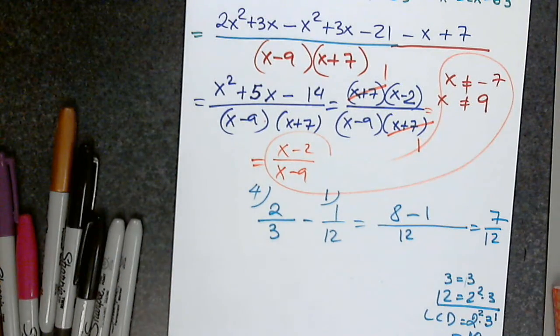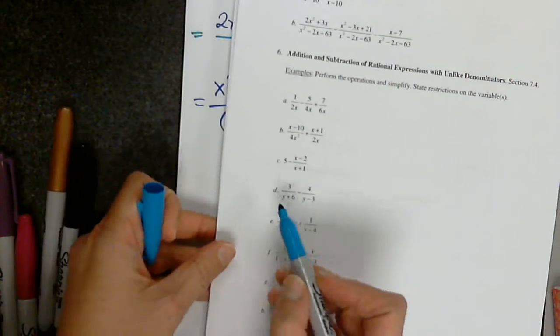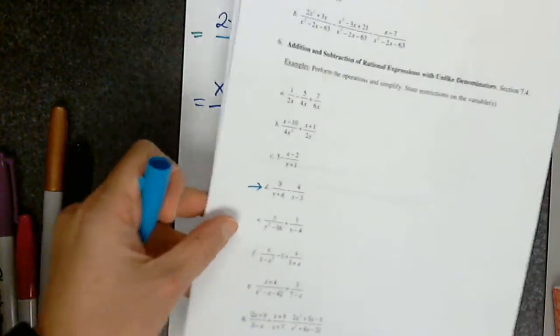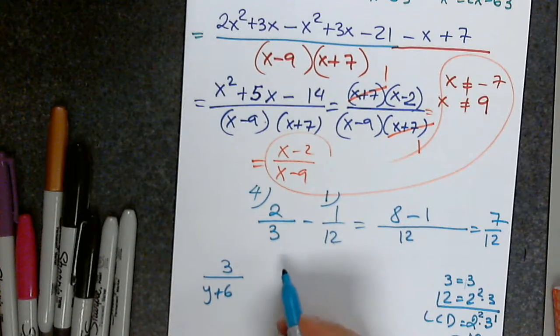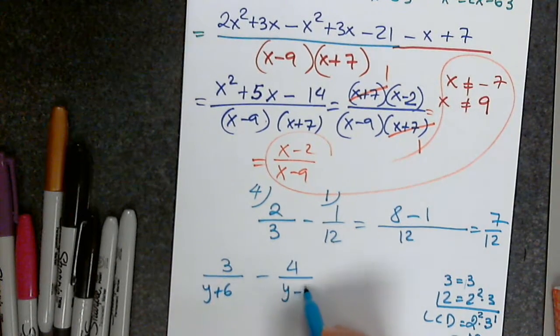We're going to use the exact same procedure here. Okay. So I like to start with D. Then you choose. So with D, I have 3 divided by y plus 6 minus 4 divided by y minus 3.